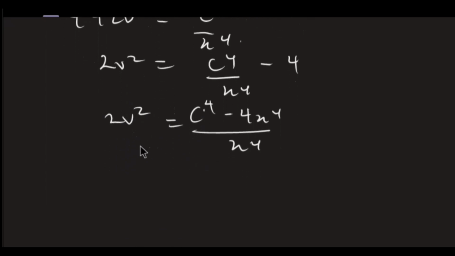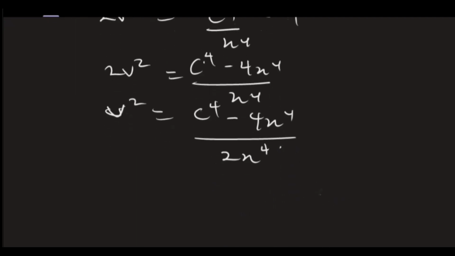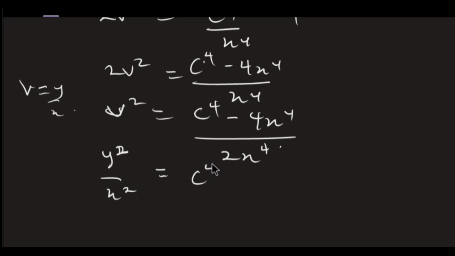Then 2v squared, I still divide through by 2. My v squared is simply equal to c to the power 4 minus 4x to the power 4 over 2x to the power 4, right? So let's see. Now I have v here. You know I made a substitution v equals y over x. So it becomes y squared over x squared equal to c to the power 4 minus 4x to the power 4 over 2x to the power 4.